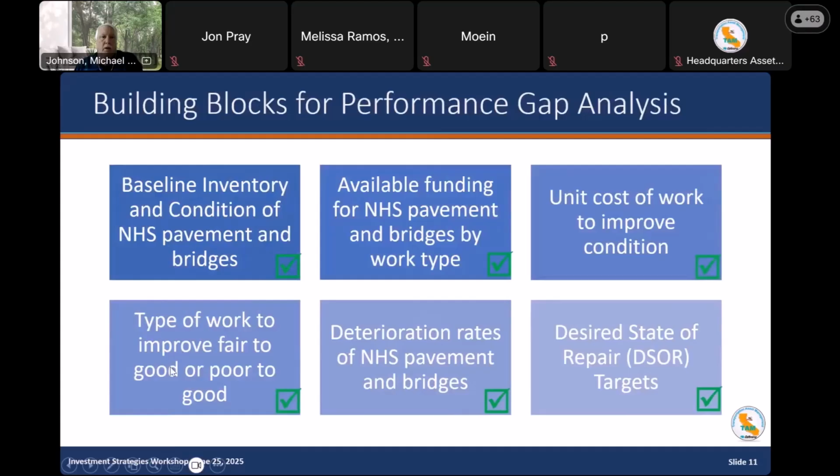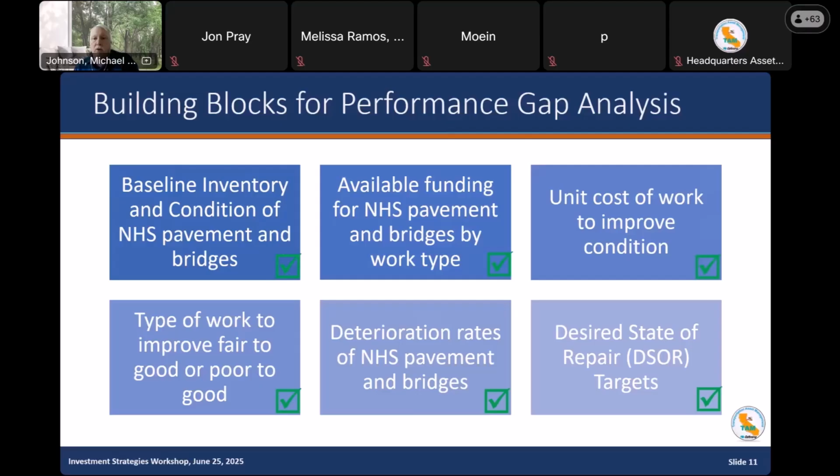So just a refresher in case you haven't been able to attend all of these workshops. The building blocks for performance gap analysis include a baseline inventory and condition of the NHS pavement and bridges. We provided that to all MPOs in California back in March. The available funding for NHS pavement and bridges by work type. We provided that to you as reported to the state controller back in March.